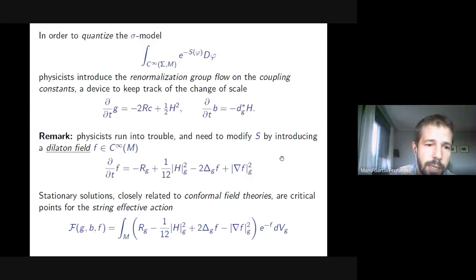Physicists now tell us that the stationary solutions for the flow, which are closely related to conformal field theories, are critical points of a natural action, which they call the low energy string effective action, given by this formula. So you see the Lagrangian, the integrand, is the same thing which appears on the right-hand side of the evolution equation for the dilaton field.